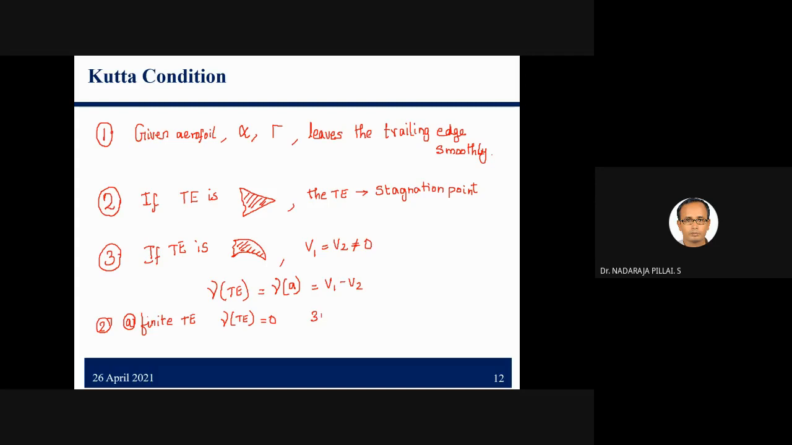Now, at the third point, if it is a cusp trailing edge, then V1 is equal to V2, but not equal to 0. However, your V1 minus V2 becomes 0. So therefore, the Kutta condition expressed in terms of strength of the vortex sheet is that gamma, the circulation at the trailing edge, is equal to 0.